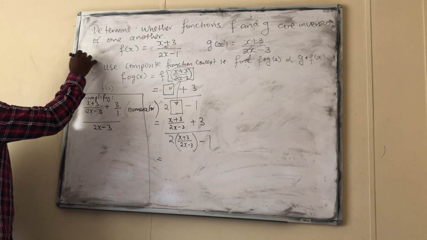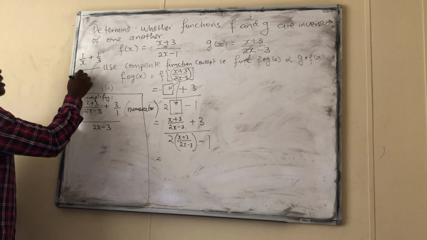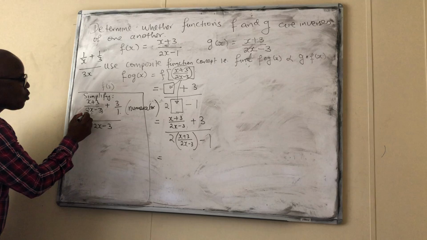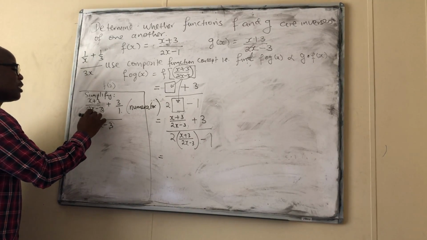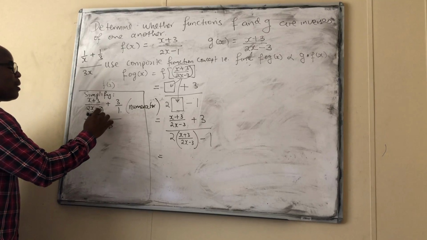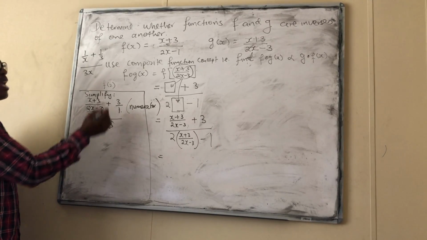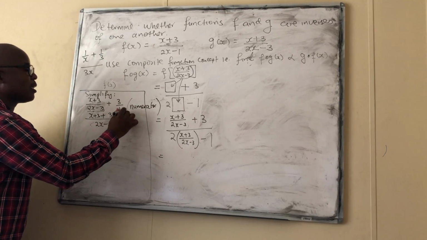If you have 1 over x plus 1 over 3, the lowest common denominator is 3x. So that is the one that you put here. So this one into this, it goes once. And this will be times x plus 3, which is x plus 3. Plus 1 into this, it goes 2x minus 3 times 3. So that will be 3 times 2x minus 3.